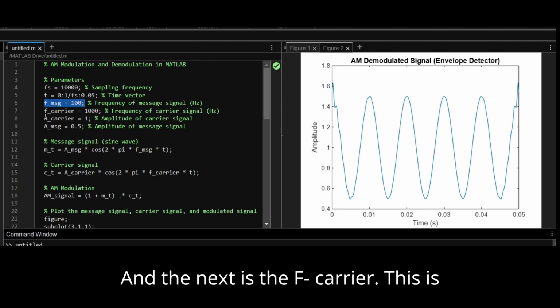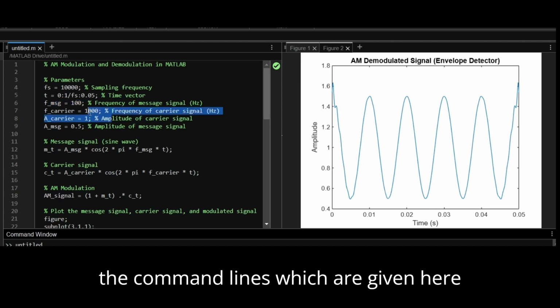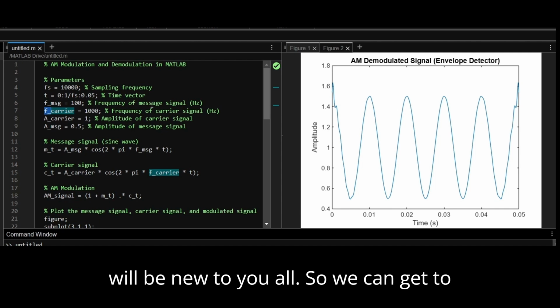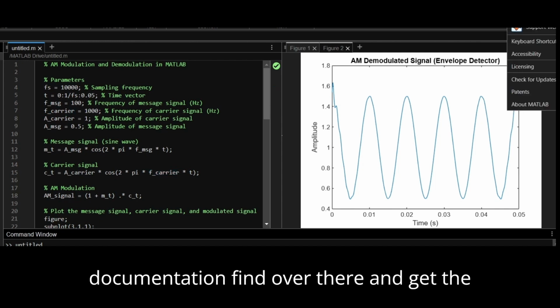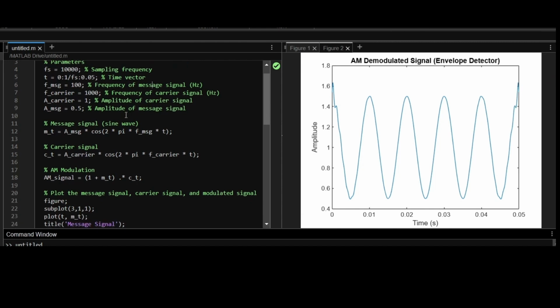And the next is the F_carrier. This is 1000, the frequency of the carrier signal. All the command lines which are given here, F_ms, F_carrier, A_carrier, will all be new to you. So we can go through the help desk and the documentation, find them, and get the important command lines. The next one is the A_carrier.